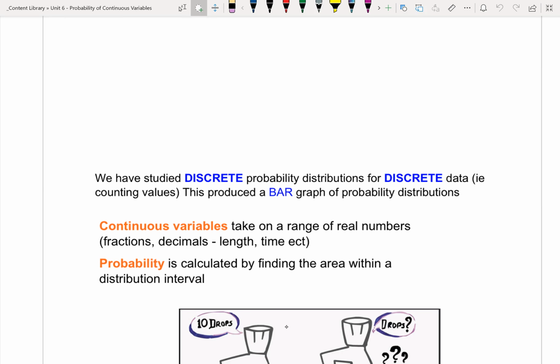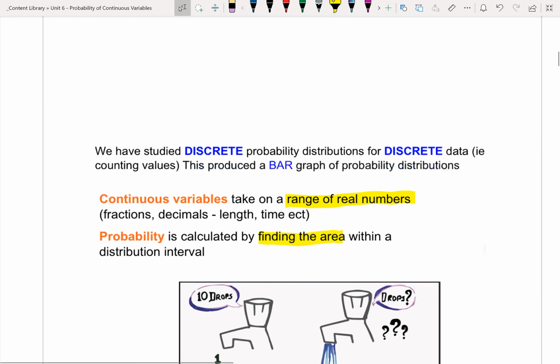When we look at continuous variables, they take on a range of real numbers. So if we're looking at fractions, decimals, length, time, etc., we want to be careful with the decimals, as we've seen in the past, but in most cases, decimals would indicate continuous. And the probability for continuous variables is calculated by finding the area within a distribution interval. We'll look more specifically at what we mean by that.